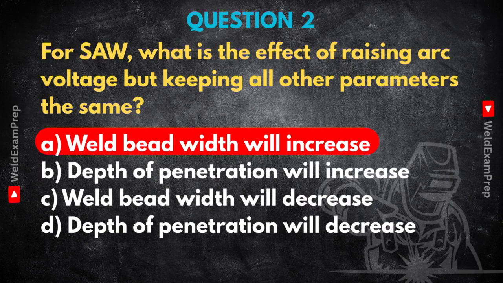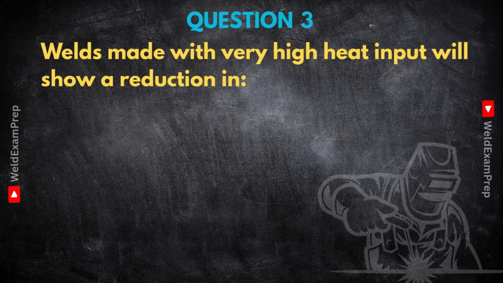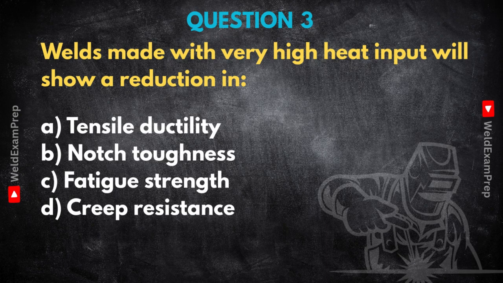But okay, what happens if we go the other way? Maybe we're putting in too much heat. Our third question looks at this. Welds made with very high heat input will show a reduction in what? Either A, tensile ductility, B, notch toughness, C, fatigue strength, or D, creep resistance. Think about the potential downsides of excessive heat. Right. And the correct answer here, which can sometimes surprise people, is B, notch toughness.